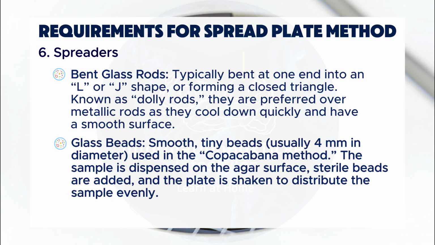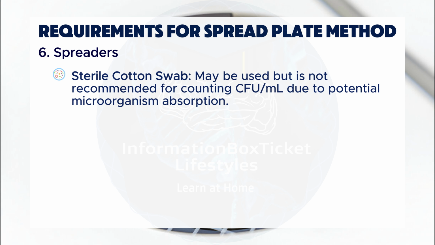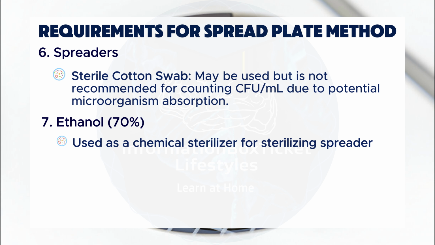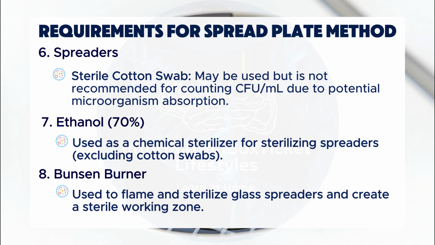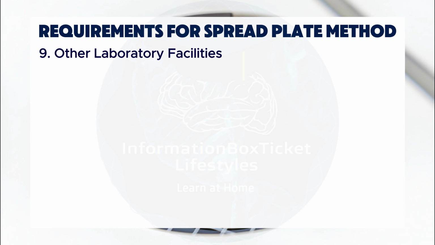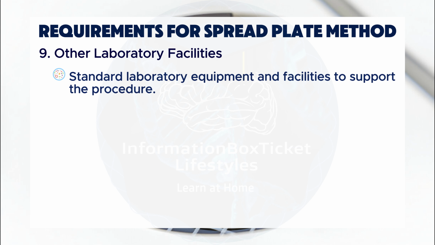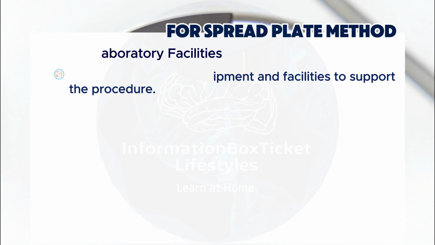The sample is dispensed on the agar surface, sterile beads are added, and the plate is shaken to distribute the sample evenly. Sterile cotton swab may be used but is not recommended for counting CFU/ml due to potential microorganism absorption. 7. Ethanol, 70%. Used as a chemical sterilizer for sterilizing spreaders, excluding cotton swabs. 8. Bunsen burner. Used to flame and sterilize glass spreaders and create a sterile working zone. 9. Other laboratory facilities. Standard laboratory equipment and facilities to support the procedure.